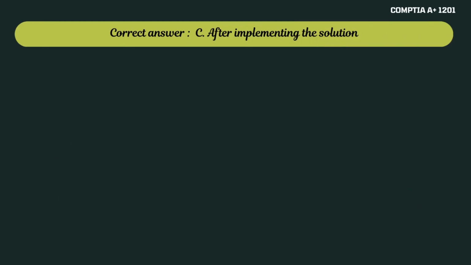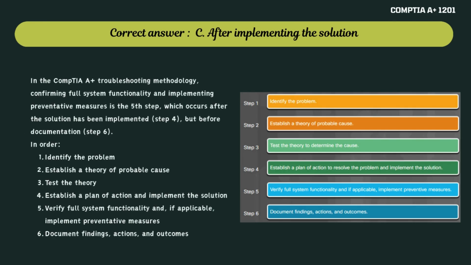Correct answer C. After implementing the solution. In the CompTIA A+ troubleshooting methodology, confirming full system functionality and implementing preventative measures is the fifth step, which occurs after the solution has been implemented, step 4, but before documentation, step 6.